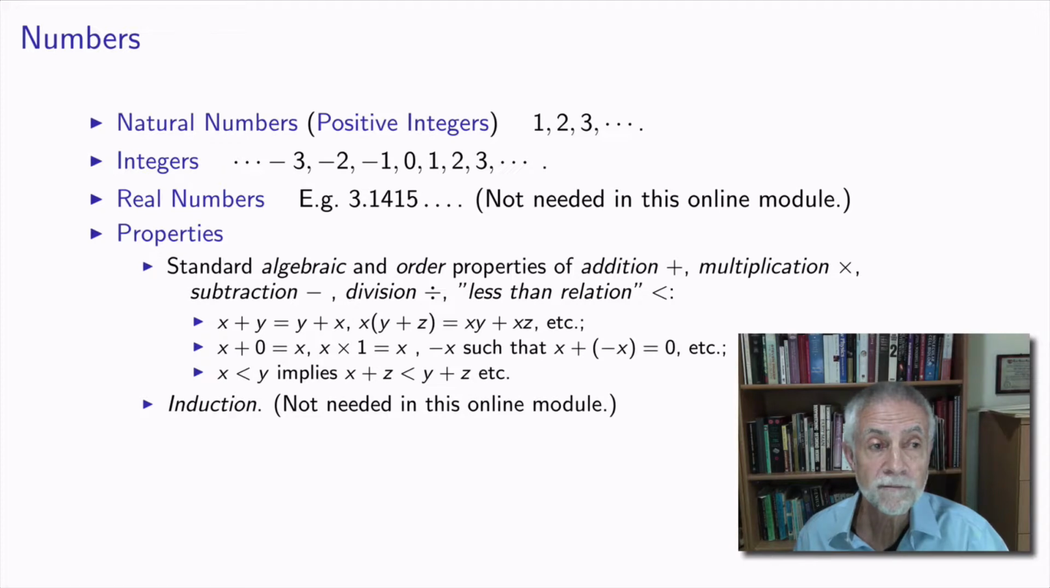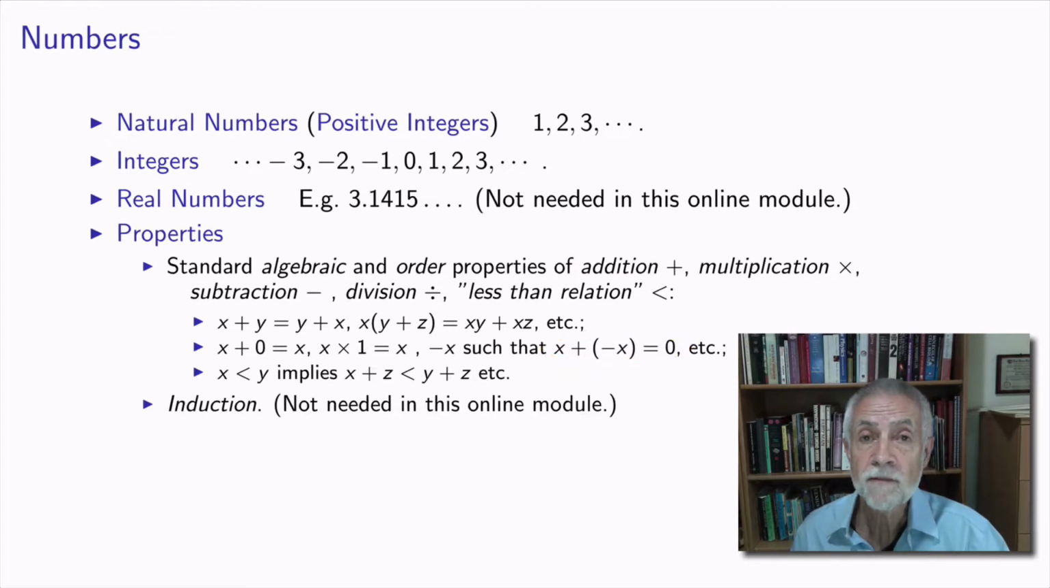For example, we have x plus y equals y plus x for any 2 integers x and y. We have x times (y plus z) is equal to x times y plus x times z. We have 0 with the special property that x plus 0 for any x gives me x, and 1 with the special property that x times 1 is equal to x for any x. Minus x is the number which, when added to x, gives me 0. This is true for any integer x, any number. In our case, any integer.